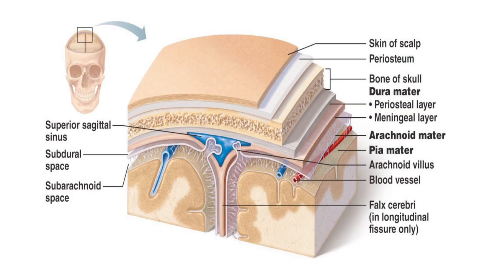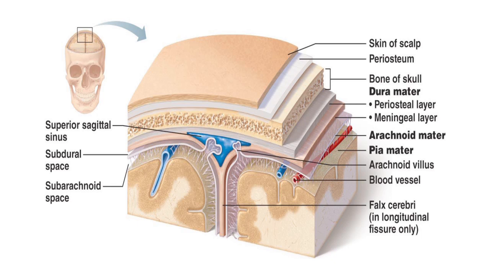Okay guys, moving on to this picture right here. You can see the layers going on to the brain. The very first layer on top is the scalp, the skin. Deep to that we have the periosteum. Deeper to that, the actual bone. So you have that skull layer. Then you're starting to have the dura mater.